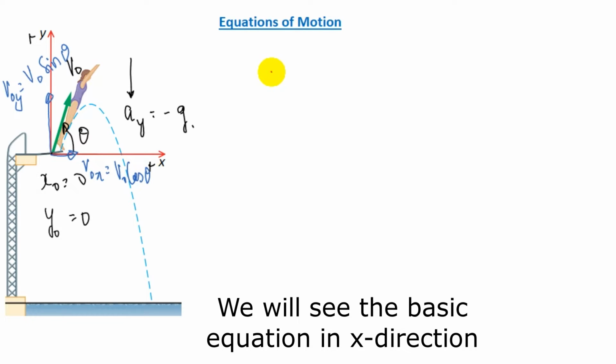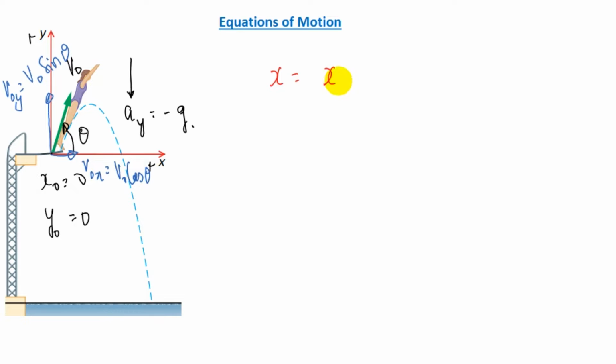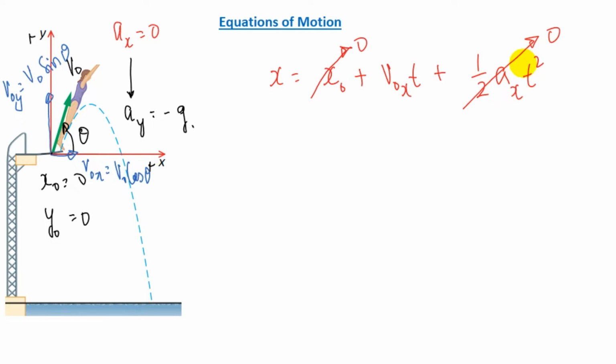So in the x direction we have x is equal to x0 plus v0x times t plus 1 over 2 ax t squared. This is position as a function of time. Now x0 we have 0, so this whole term is 0. Ax, there is no acceleration in the x direction, so ax is 0, so this whole term will be 0, right? So we'll obtain that x is equal to v0 cosine theta multiplied with t. This equation tells us the position of the projectile at any given time t. So this is the first equation of motion for this case.